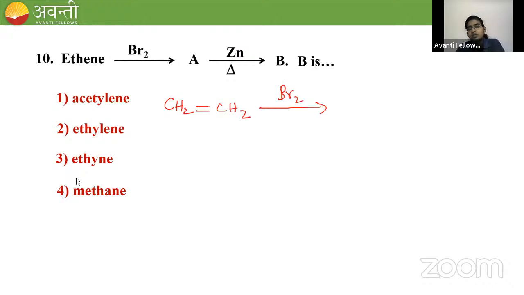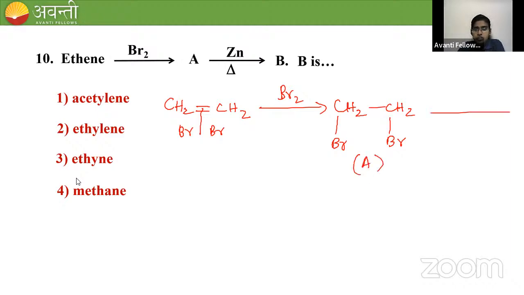So this is basically the addition of halogen to a double bond, right? So break this bond, add one bromine here and another bromine here. You will get CH2Br and CH2Br. Got it? So this is compound A.